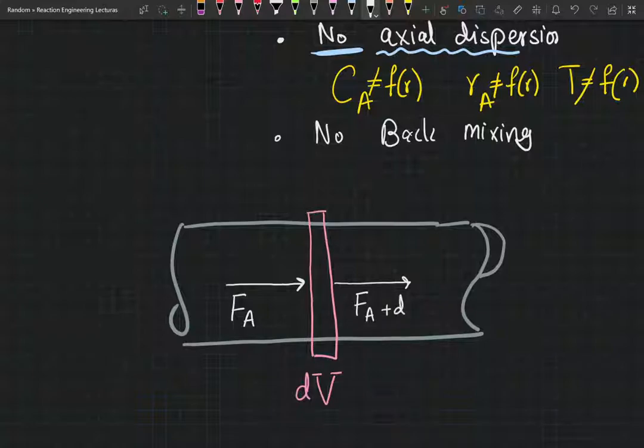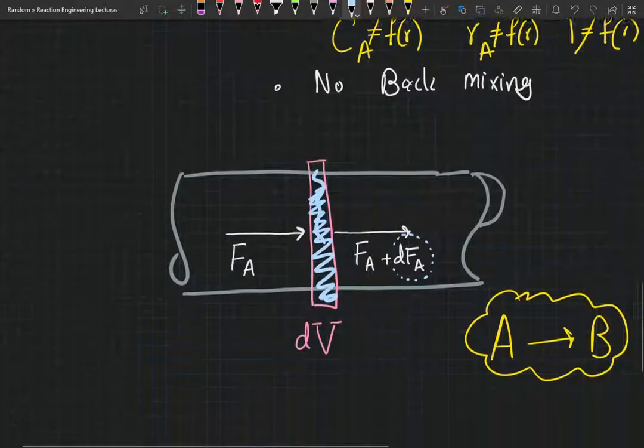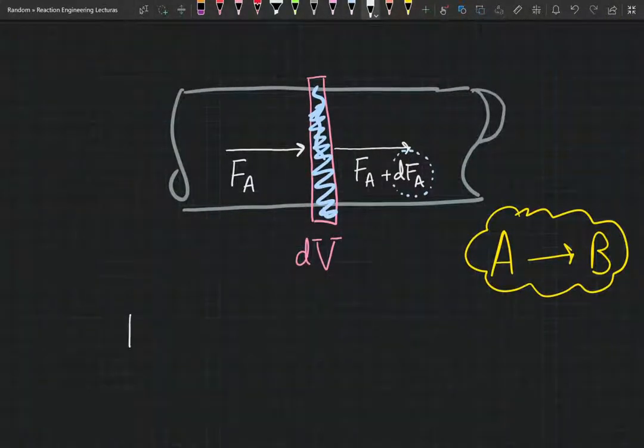with some change. And this change can be either positive or negative depending on whether you have a reactant or a product. So for now, I'm just doing the reaction A goes to B, a simple isomerization reaction. And also there's obviously going to be a net generation term inside this volume.